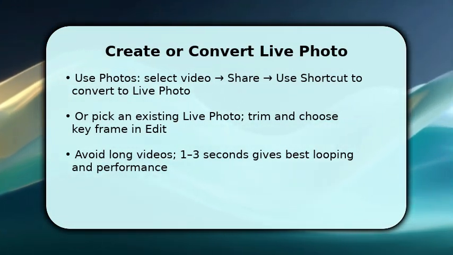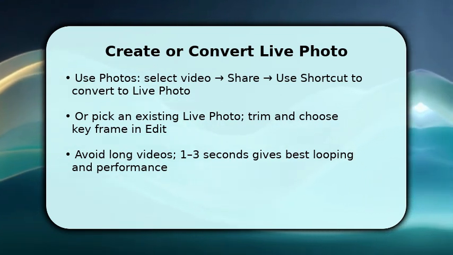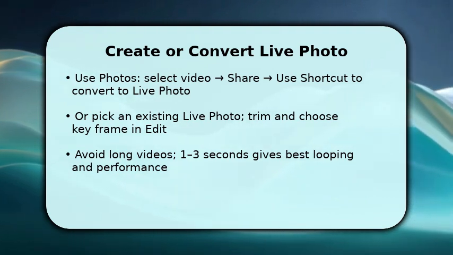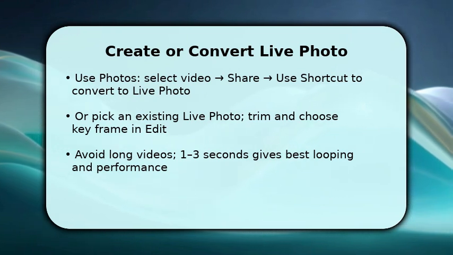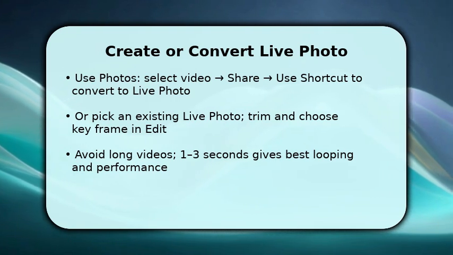If you have a live photo, tap Edit in Photos and trim the clip, pick the key photo, and confirm Live is on. That ensures clean motion. If you only have a video, use the Shortcuts app or a quick convert function to make a live photo. This is efficient and keeps quality high.